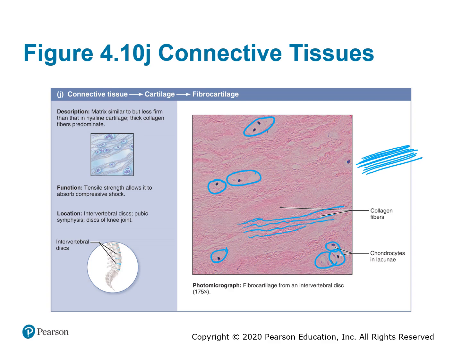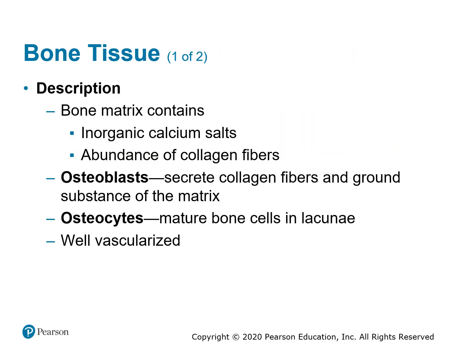The next one on our list is bones. Bone, also known as osseous tissue, has a rock-like hardness to it. It is incredibly, incredibly strong.